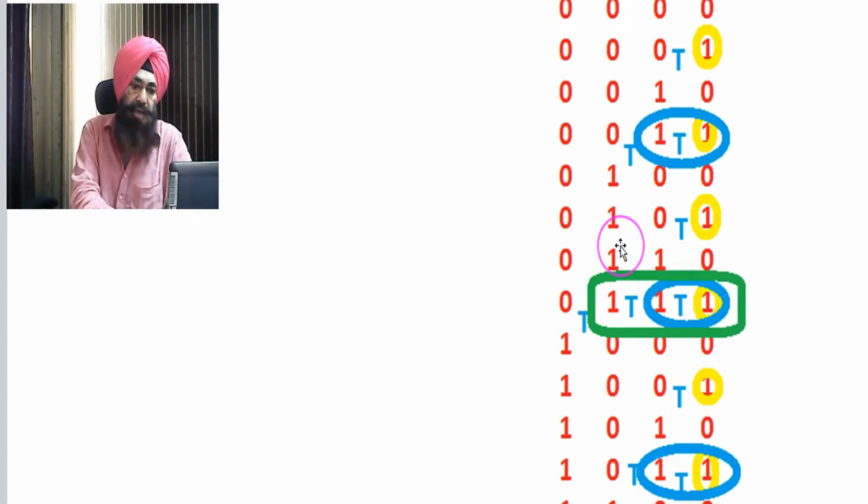Okay. Now coming to the last one, 8 zeros and 8 ones. Now looking, when all three are 1, 1, 1, only then it toggles 0 to 1 state.